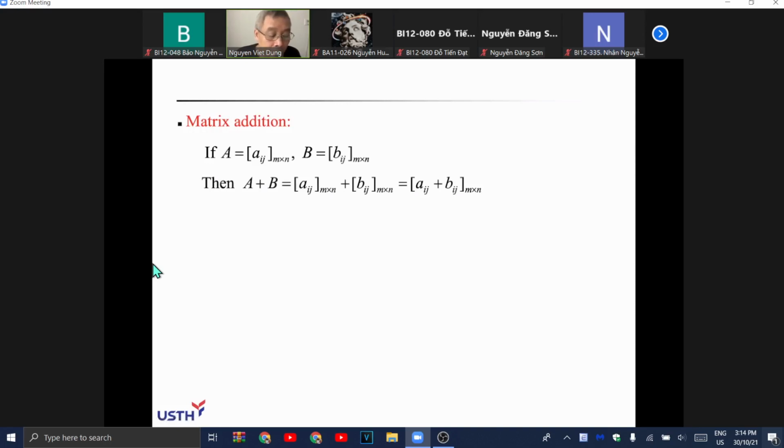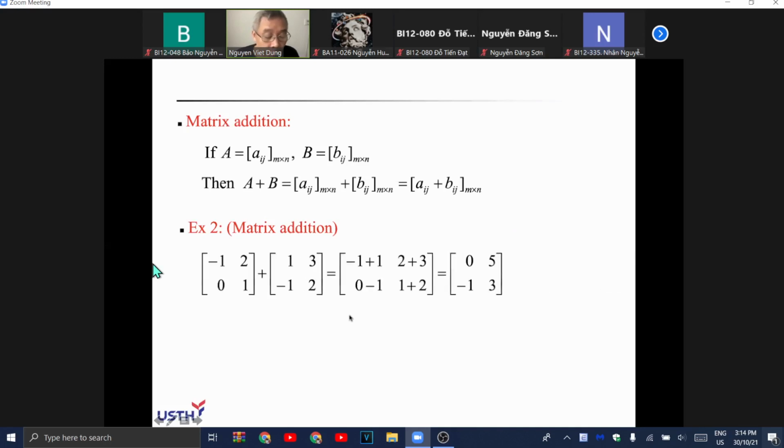Now we define the addition of two matrices. Suppose that A and B are matrices of the same size m by n. Then the sum A plus B is a new matrix of the same size m by n. And the entry is obtained by we add corresponding entries of A and B. And you can look at the formula on the screen. It's very easy to imagine.